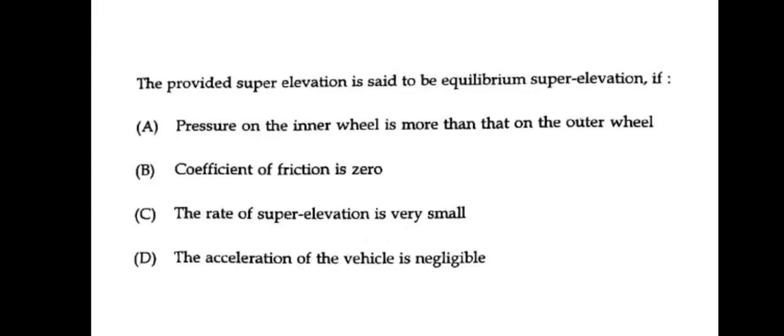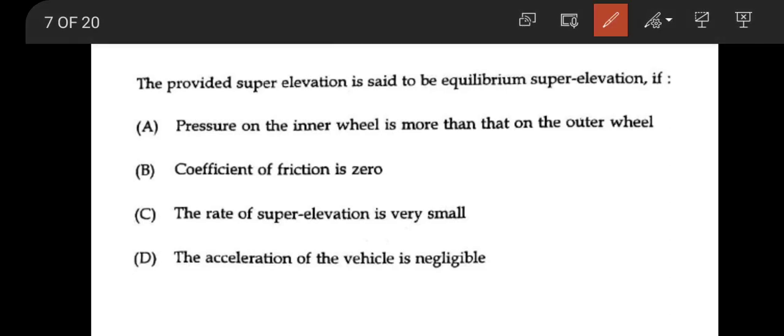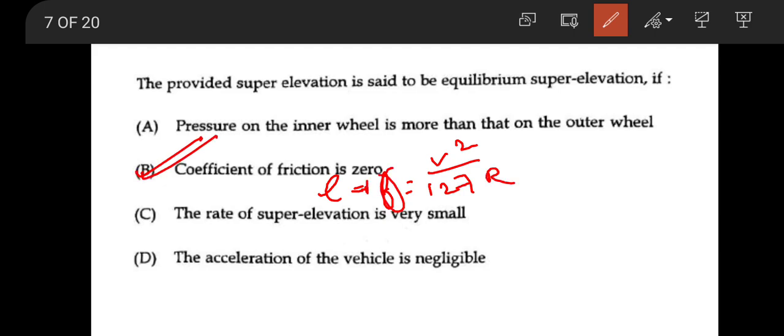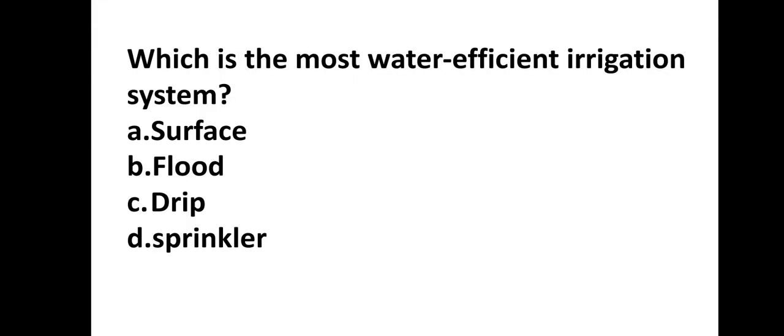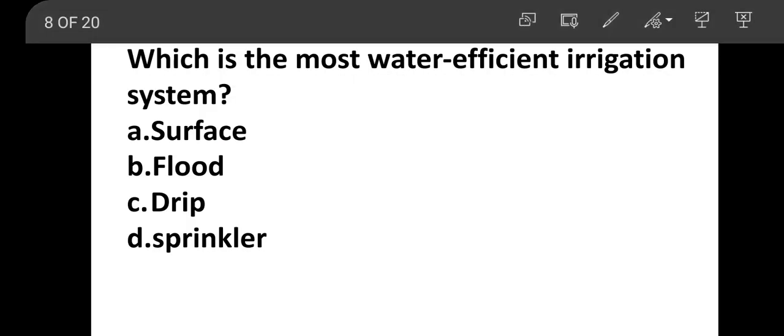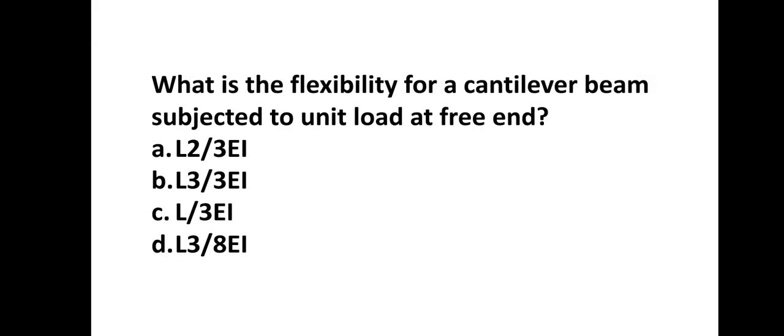Next question, the provided super elevation is said to be equilibrium super elevation. So when do we say a super elevation to be an equilibrium? If E plus F, we know, equals V square by 127 R, as you all know, here the F will be equal to 0. So coefficient of friction is 0. Next question, which is the most efficient irrigation system? So we all know that the most efficient is drip because the losses are minimized in this type of irrigation system.